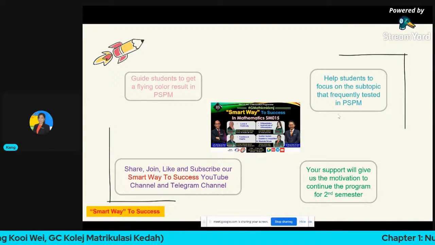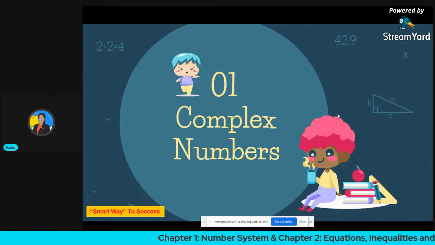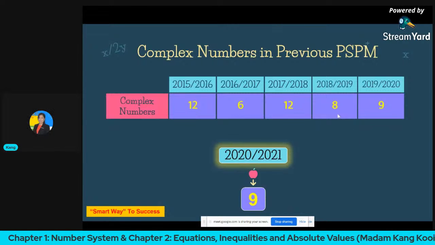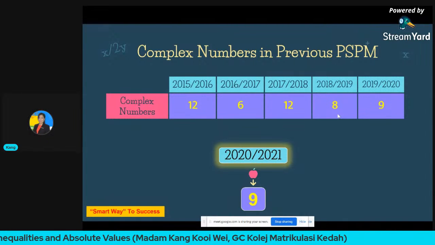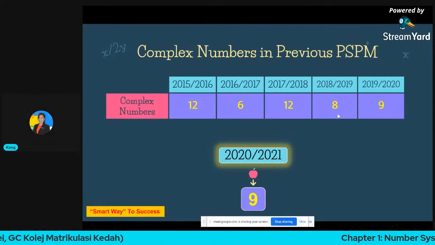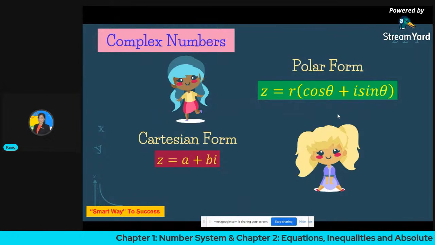Okay, so let us look at the complex number. For chapter 1, we are going to concentrate on the subtopic of complex number only. Do you know why? Because from the analysis of the previous PSPM, only the subtopic of the complex number is tested during the exam. Then for the complex number, we have the Cartesian form z equals a plus bi.